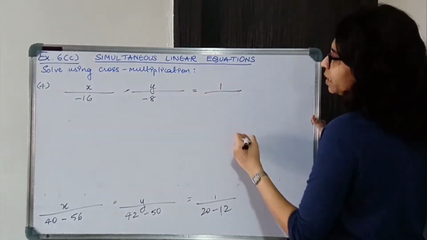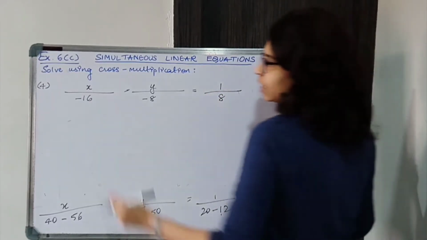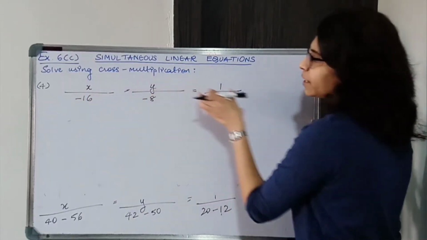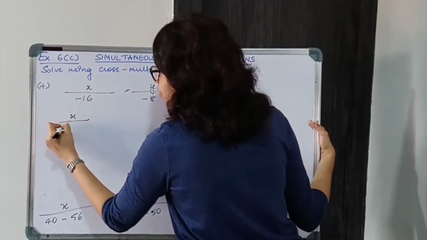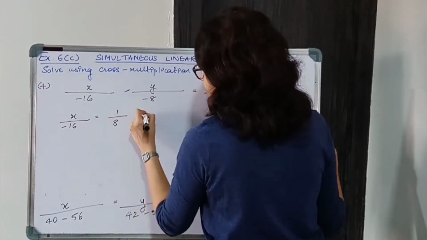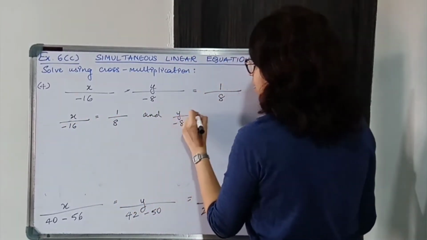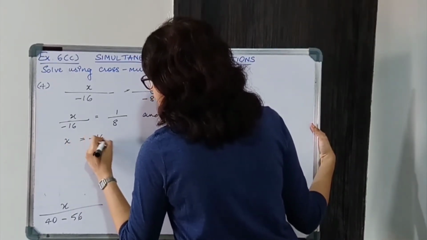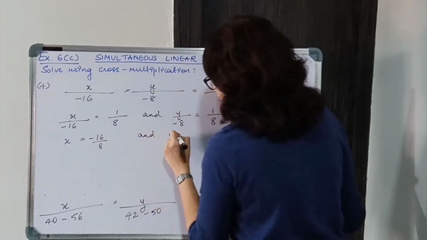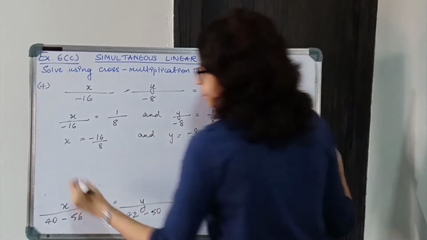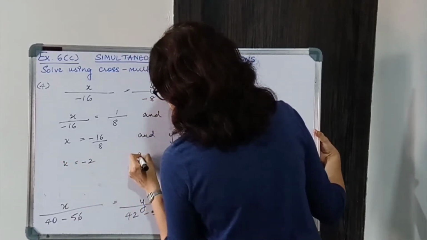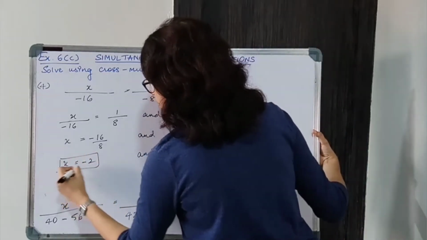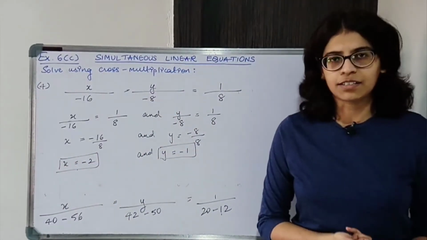And 1 upon 20 minus 12, that will give 8. Now fourth step, we'll equate x with constant and then y with constant. So x upon minus 16 is equal to 1 upon 8 and y upon minus 8 is equal to 1 upon 8. So x is equal to minus 16 upon 8 and y is equal to minus 8 upon 8. So x is equal to minus 2 and y is equal to minus 1. So box the final answer.